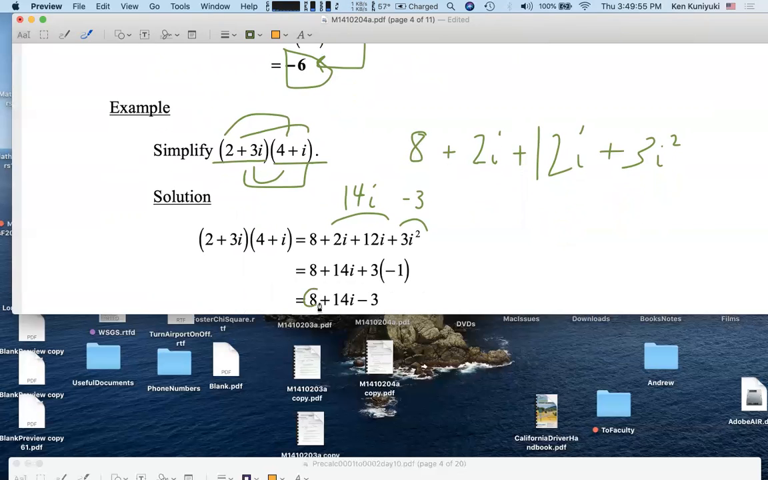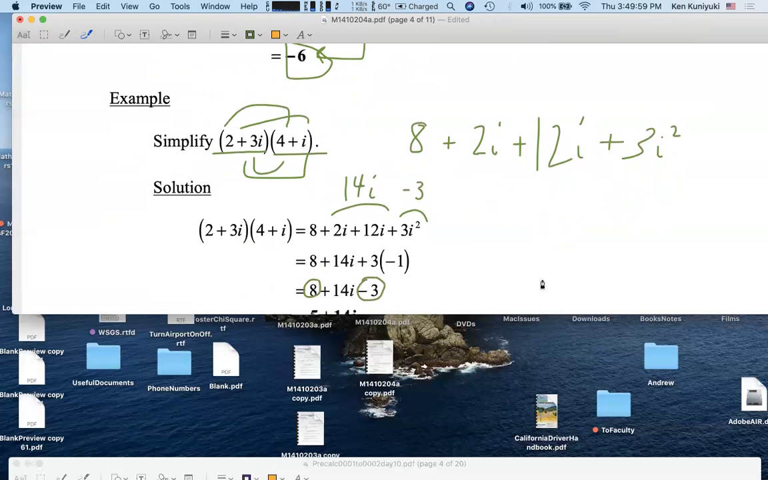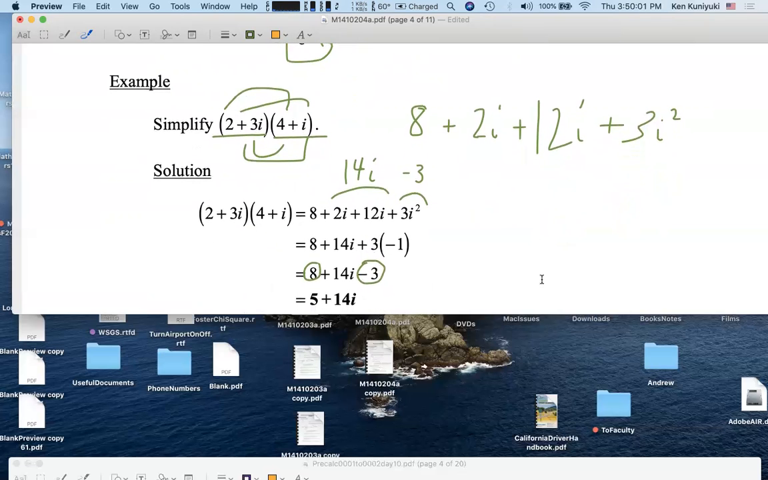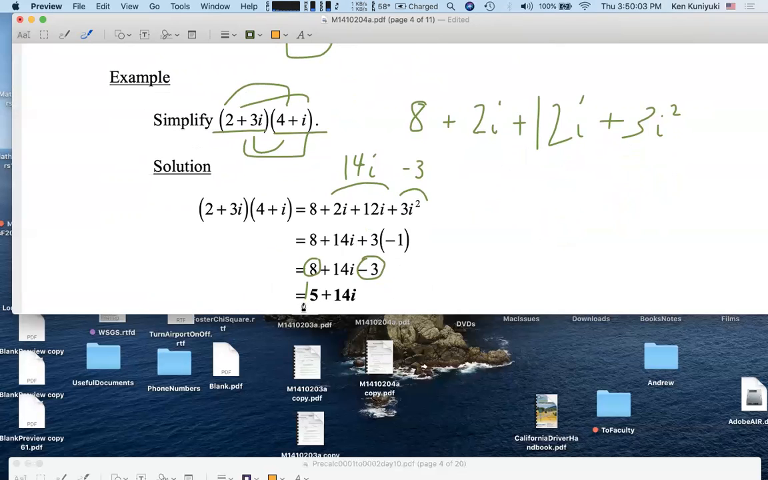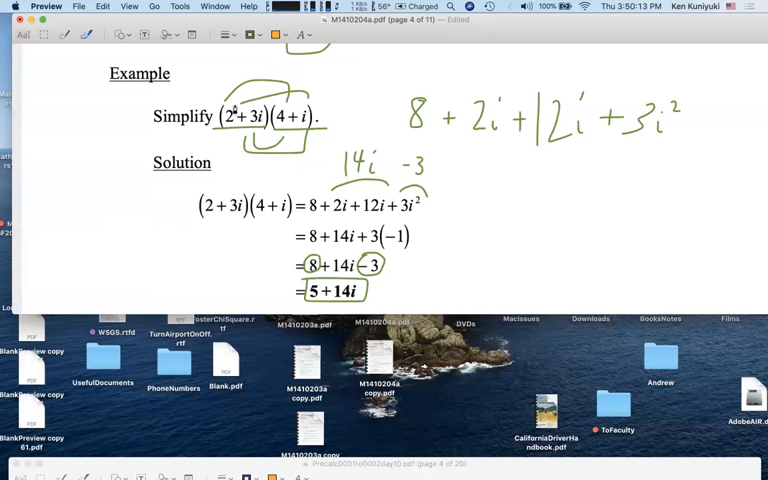Finally, 8 minus 3 is 5. We put the real part in front on the left of the standard form. We get 5 plus 14i. Of course, this is not 19i. The 14 is married to the i. So that times that is that as a complex number.